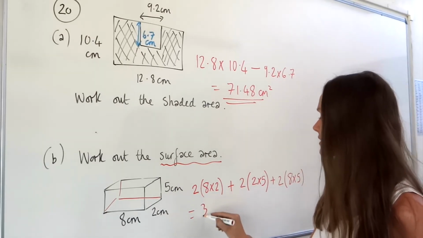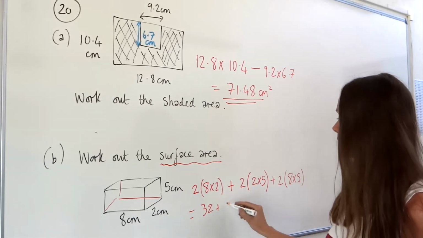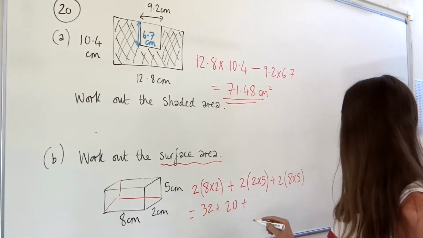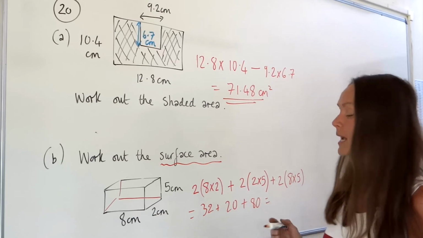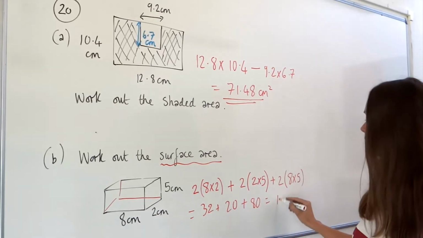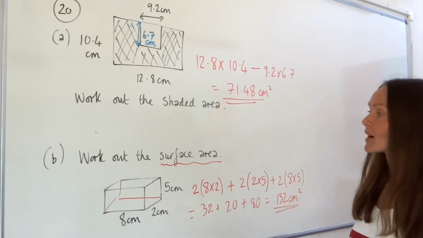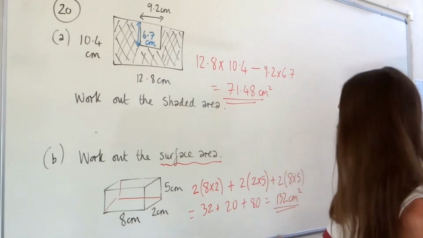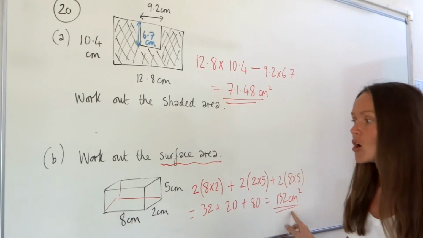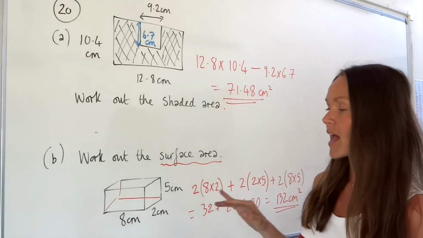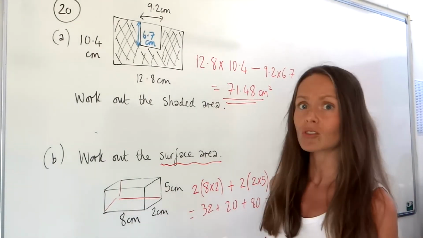Okay, this one here is 32, this is 20, and this one here is 80. If we add all of those together, we get 132 centimetres squared. Remember, it's surface area, and that's why it's centimetres squared. So all you need to do is work out the area of all the rectangles, all the surfaces, and add them up.